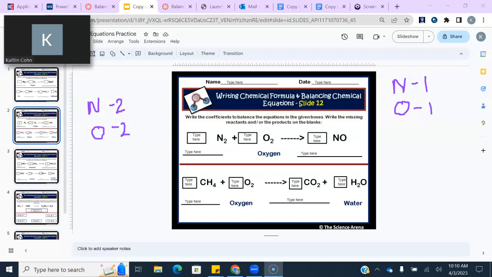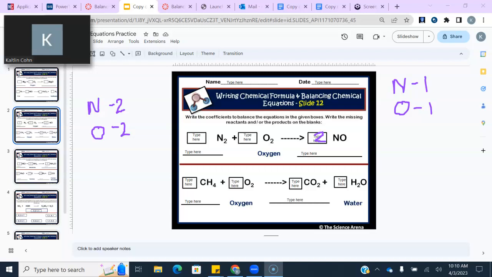Again, this can be a process of elimination. You might have to change the coefficients a few times. I'm going to write mine on the screen in annotation, and you can just type yours. I know I need to get my nitrogen to a 2, so that's what I'm going to start with. I'm going to put a 2 coefficient right here in front of my nitrogen oxide, or my nitrogen monoxide, in front of my compound.